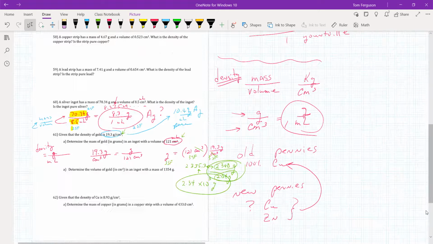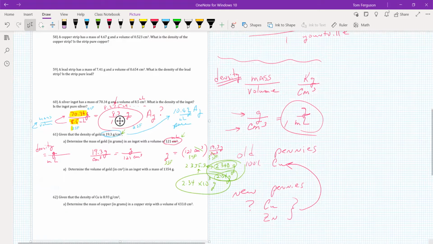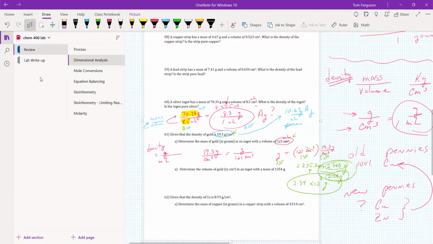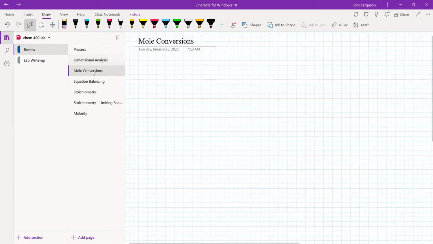Okay, so what we're going to do now is I'm going to move over to another type of dimensional analysis. I'm going to continue to do dimensional analysis, but we're going to be using more chemistry stuff.